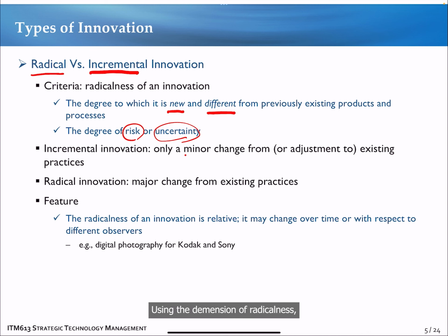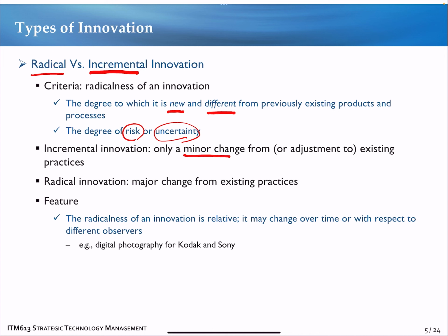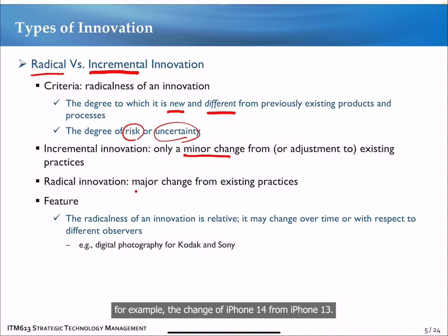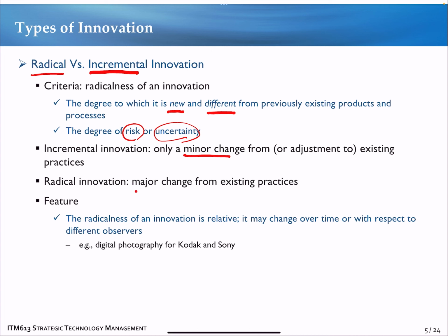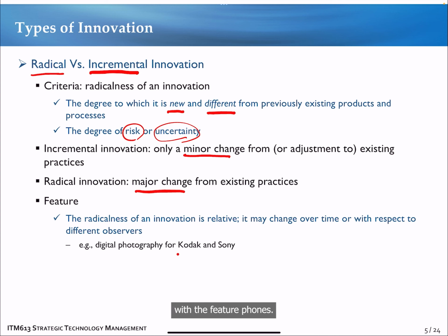Using the dimension of radicalism, we can say some innovations are incremental or radical. Incremental innovation encompasses only a minor change from existing practices, for example, the change of iPhone 14 from iPhone 13. A radical innovation contains major change from existing practices, such as the emergence of iPhone compared with feature phones.